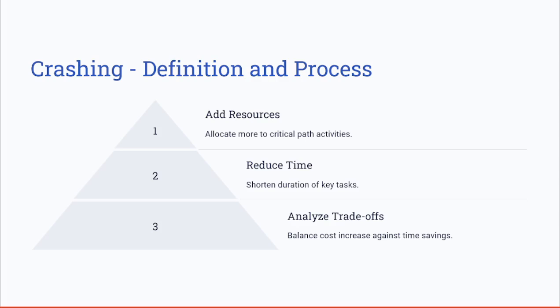To start with crashing. Crashing involves adding additional resources to critical path activities to reduce their duration. While this technique can significantly shorten the schedule, it comes with increased costs. Therefore, it's essential to analyze the cost-time trade-offs and ensure that the benefit outweighs the expenses.